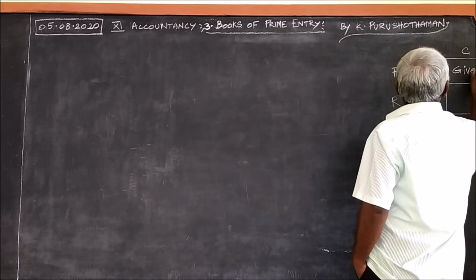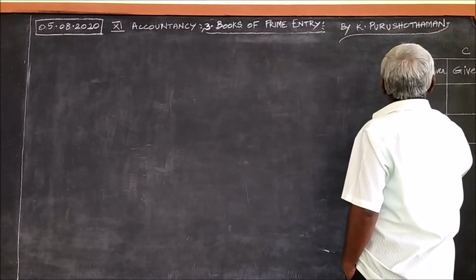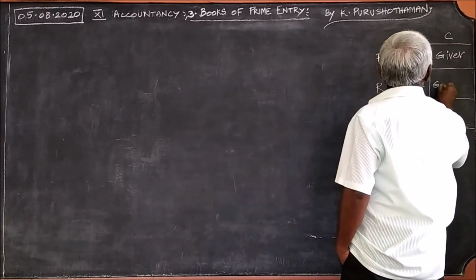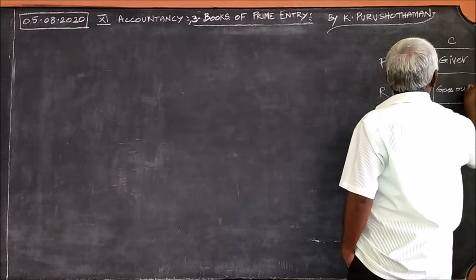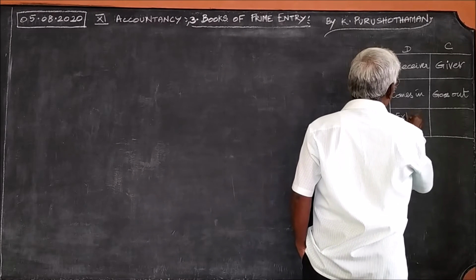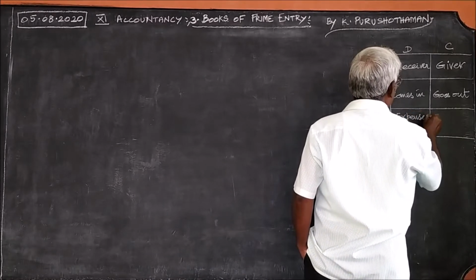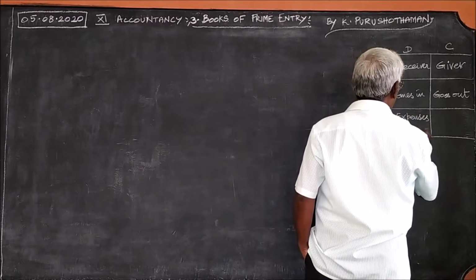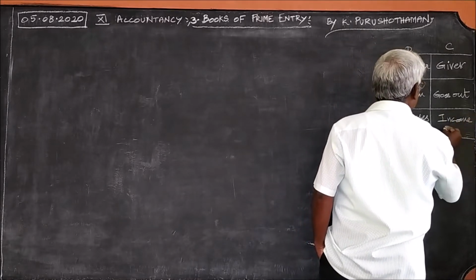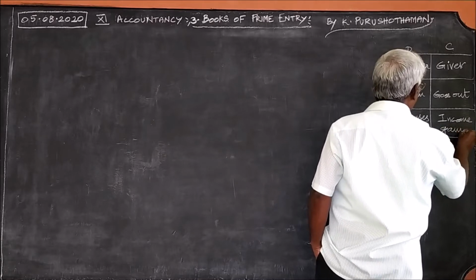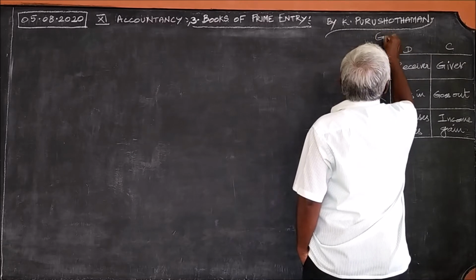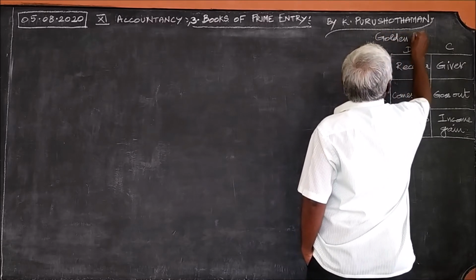Giver, comes in, goes out, expenses, losses, income and gain. Golden rules.